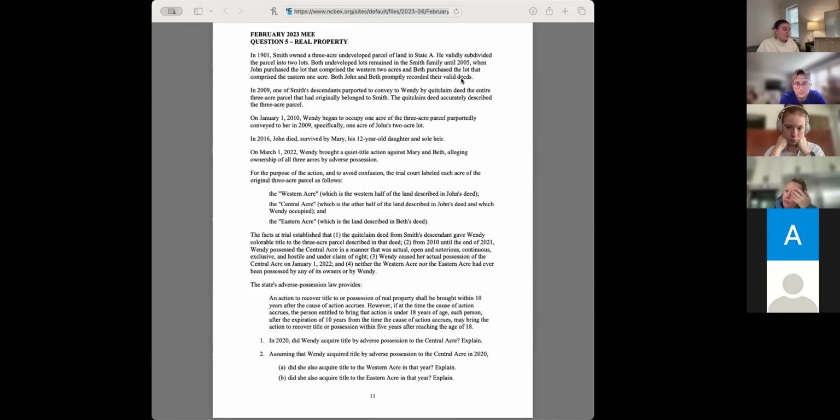Okay. So what I'm doing on my paper is I'm going to draw a lot. It's literally just a rectangle.